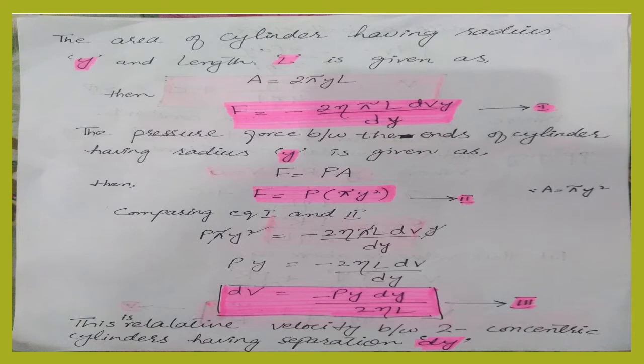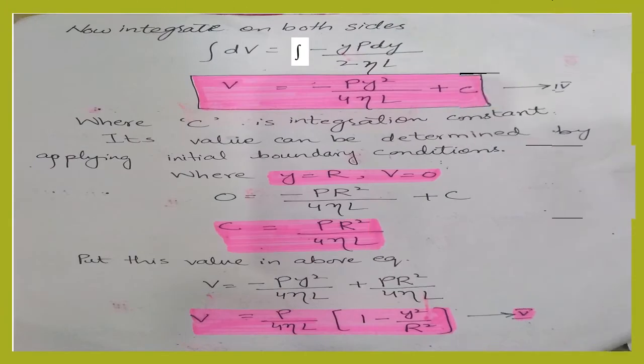For the calculation of v, we will integrate this equation on both sides. We get integral dv is equal to minus y p dy over 2 eta L. That gives, by integrating, v is equal to minus p y square over 4 eta L plus c. That is equation number 4, where c is the integration constant.